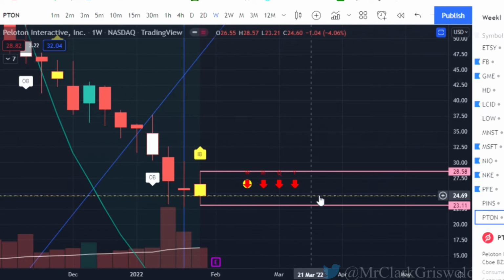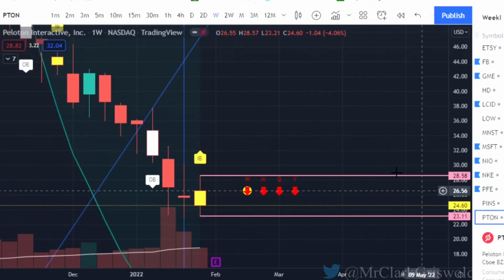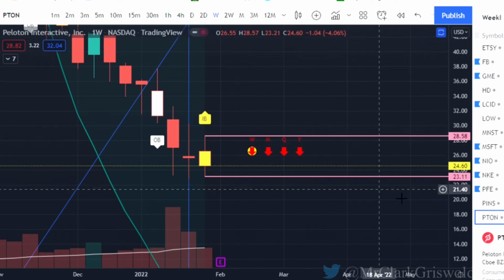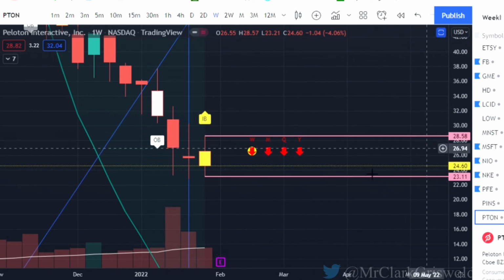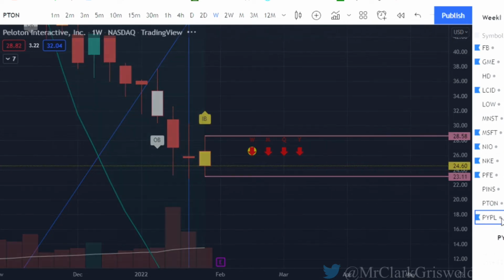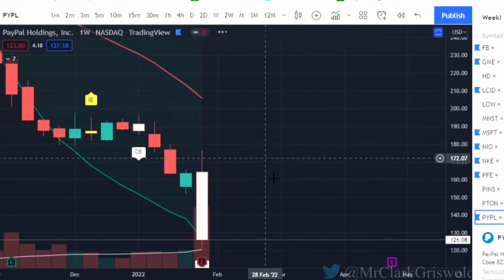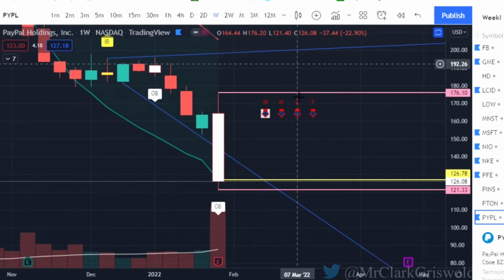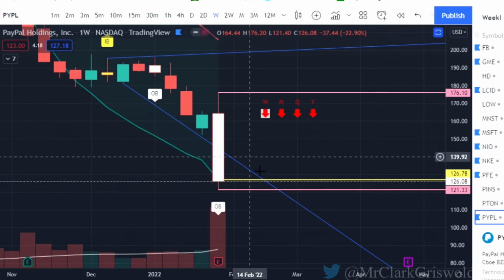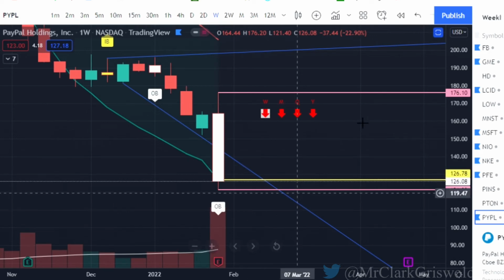Peloton, PTON, inside bar. And again, these are on our weekly chart that we're looking at, but we have an inside bar, full time frame to the downside, again, outside of this week, as I said before. Calls at 28.58, puts at 23.11. That's on Peloton. PayPal, just like Facebook, had a pretty rough week. We have an outside bar, calls at 176.10, puts at 121.33, time frame to the downside.